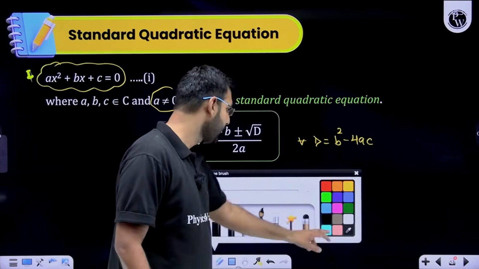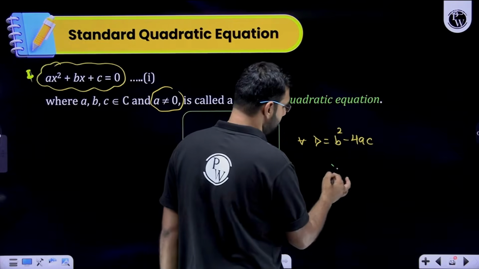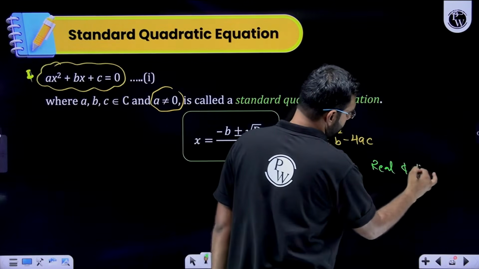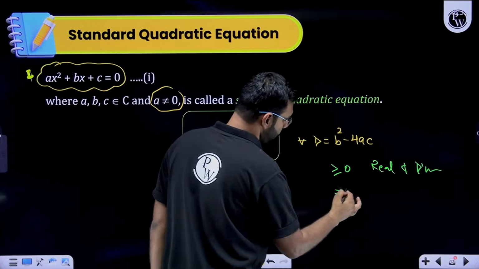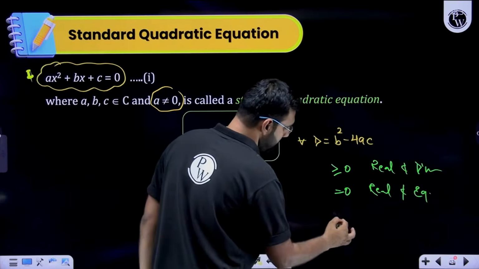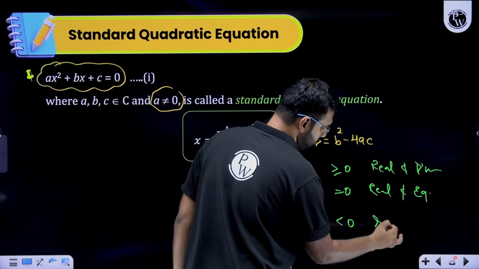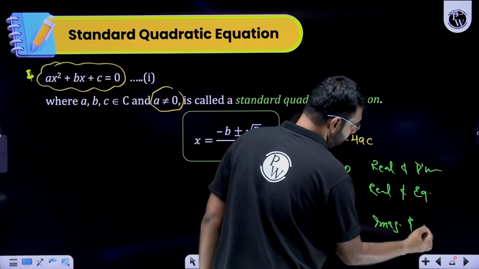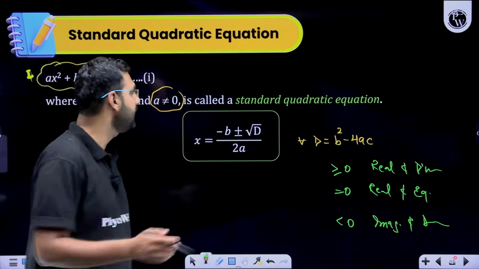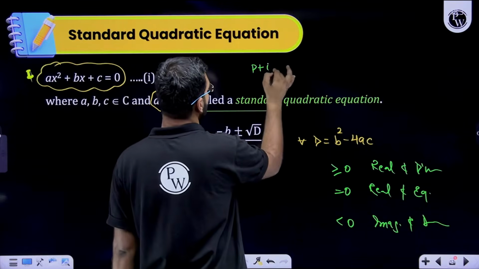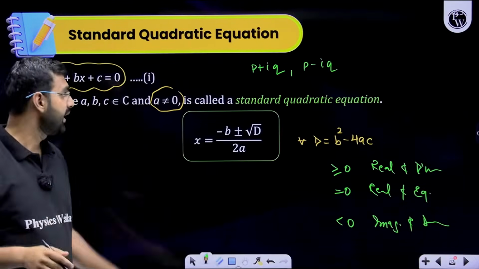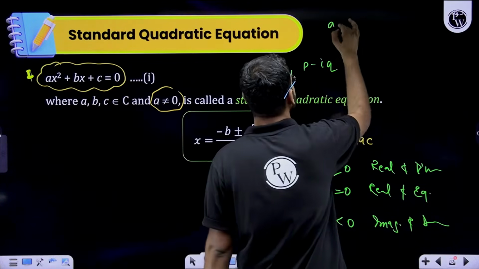I hope you do remember that if this is greater than or equal to 0, then you have real roots. If it is equal to 0, then you still have real but equal roots. But if it is less than 0, in that case, we have imaginary, rather complex, and unequal, again distinct roots. Because if it is complex, then I'll get conjugate roots. Conjugate means if one of the roots is p + iq, then the other root will definitely be p - iq. But this is true if this quadratic is a real quadratic.